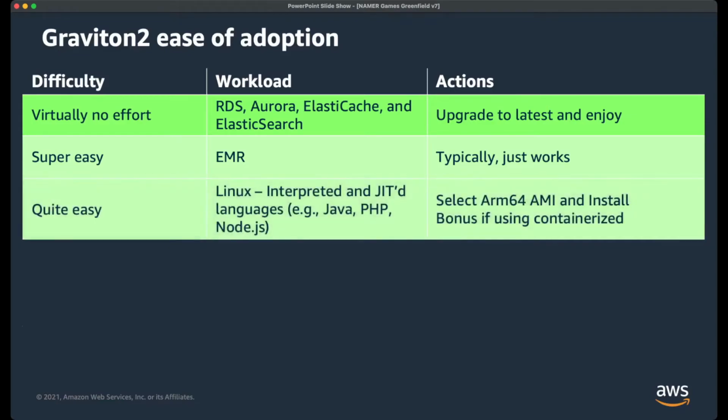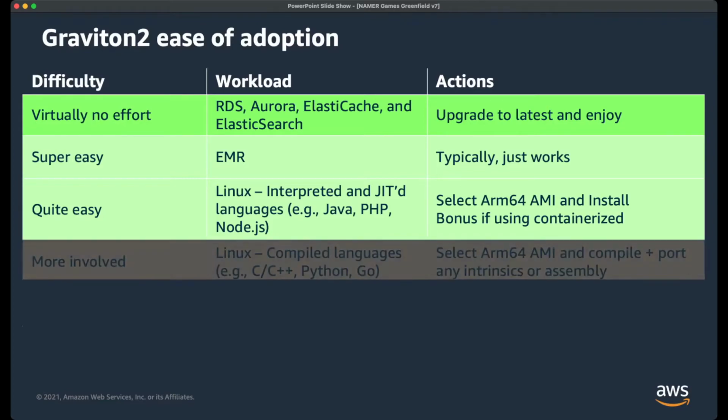Quite easy. So Linux with interpreted and JITted languages. Examples include Java, PHP, and Node.js. Here you typically just pick the ARM AMI for the equivalent OS you're using, install your environment, and you're up and running. Bonus if it's containerized for some of the reasons I mentioned earlier.